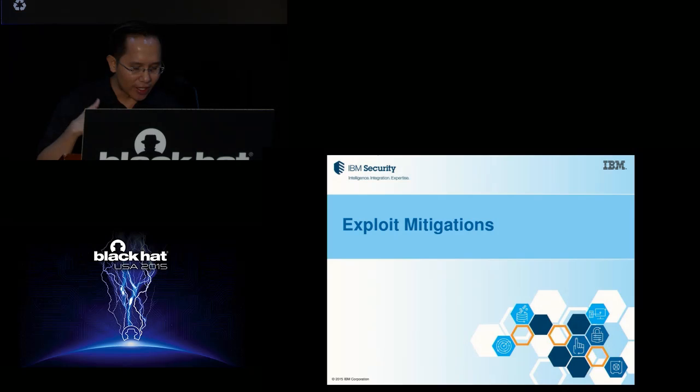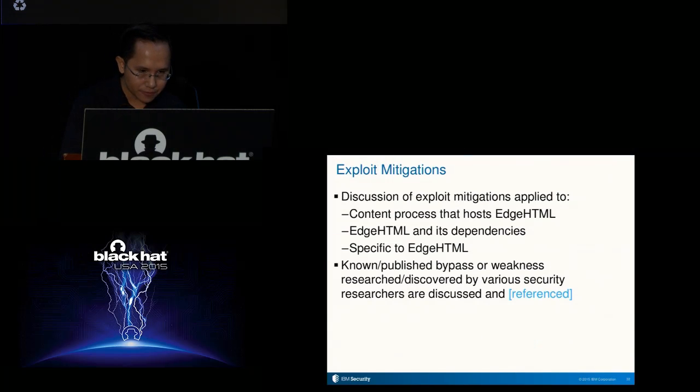Now that we have an understanding of EdgeHTML's attack surface, let's now take a look at the exploit mitigations that an attacker will need to bypass in order to successfully exploit a vulnerability in EdgeHTML or any of its dependencies. In this part, I'll first discuss the exploit mitigations applied to the content process where EdgeHTML is hosted, because that would affect how EdgeHTML vulnerabilities are exploited.